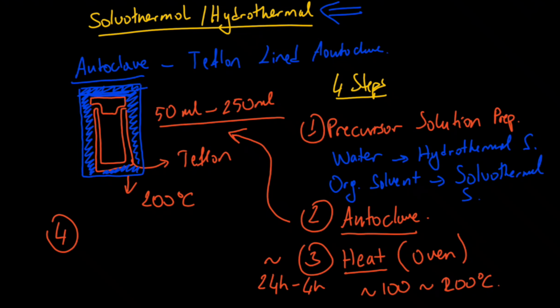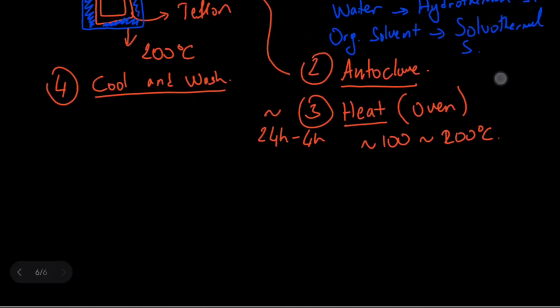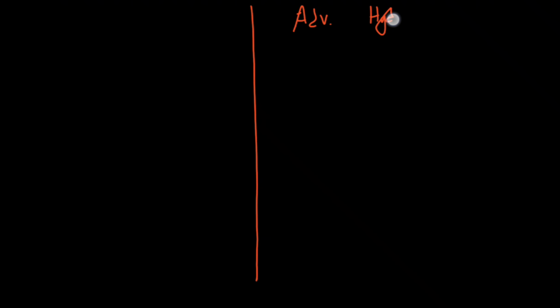And in the last step, we cool and wash the product. So this product does not need a calcination. And after the cooling, the solid product is collected and you can use your nanoparticles. And I want to talk about the advantages and disadvantages. So firstly, I want to write the advantages of hydrothermal synthesis or solvothermal, which is the same thing, I guess.